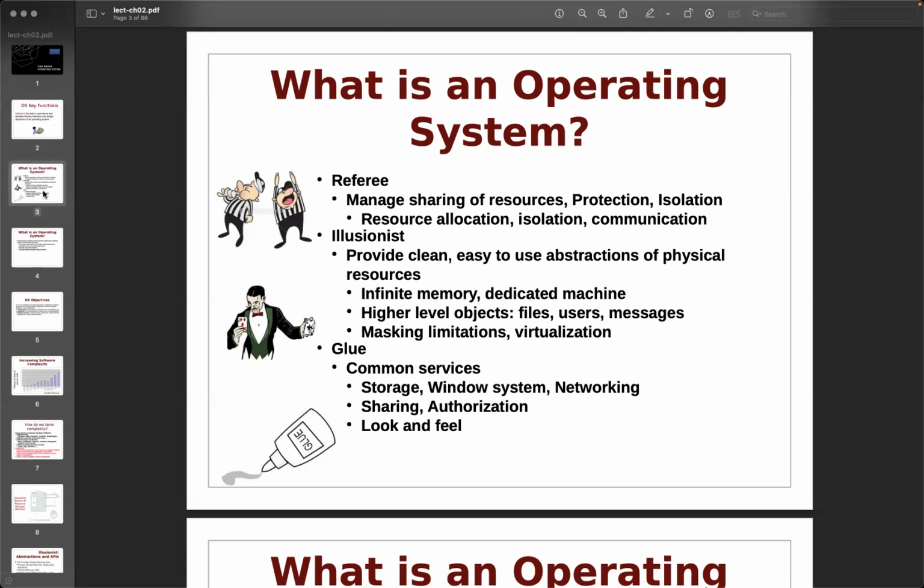It also tries to provide clear, easy abstractions of physical resources: how much memory, dedicated machines, or at a high level how to access files, manage the user, and also masking limitations or virtualization. Common services like the Windows system, networking, sharing, authorization. Basically this is a manager, like your assistant, taking care of the physical devices.